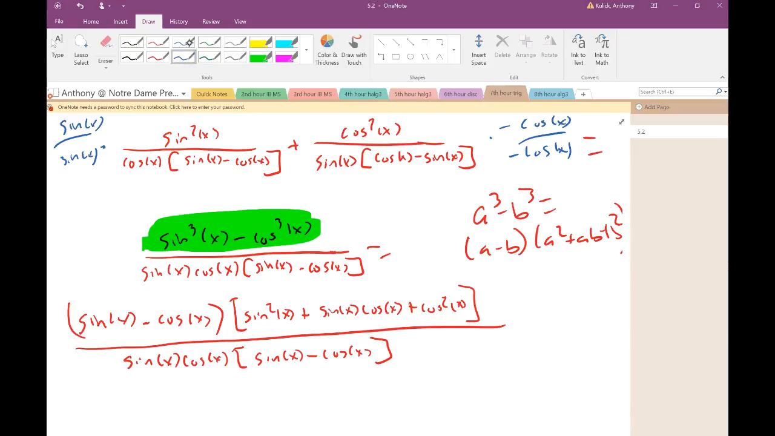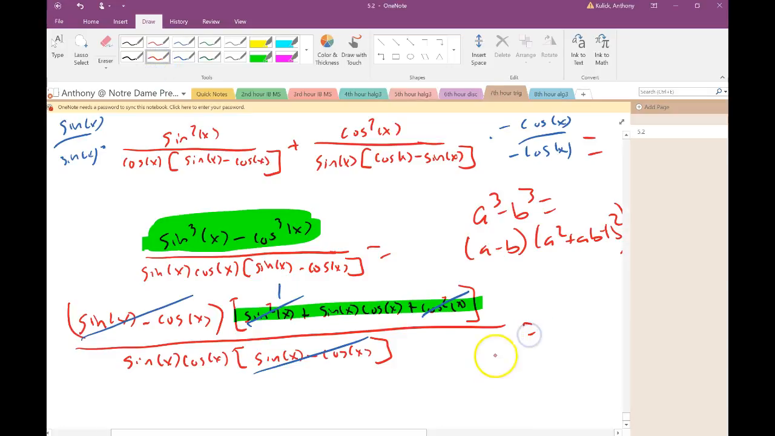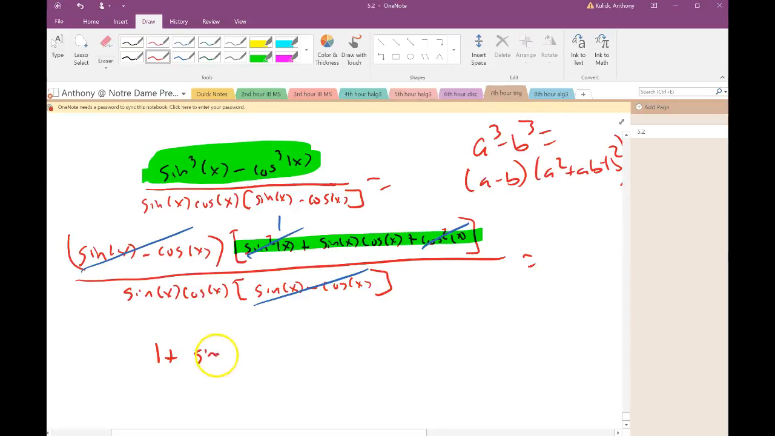So I see a couple of things right now that are really lovely going on. Notice that these things can cancel. Everybody agree with that? Notice in this parenthesis here, I have sine squared plus cosine squared, right? So that's going to be 1 there. So now I have 1 plus sine x cosine x over sine x cosine x.